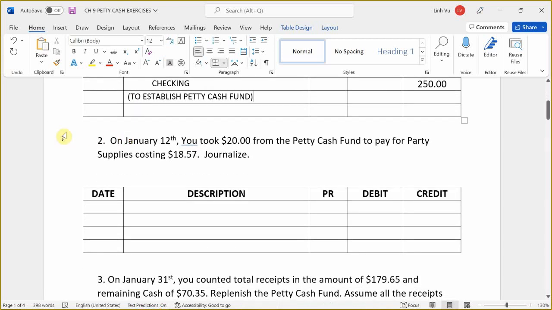Number 2, okay, if on January 12th, you took $20 from the petty cash fund, okay, to pay for party supplies, okay, costing a total of $18.57. Journalize.